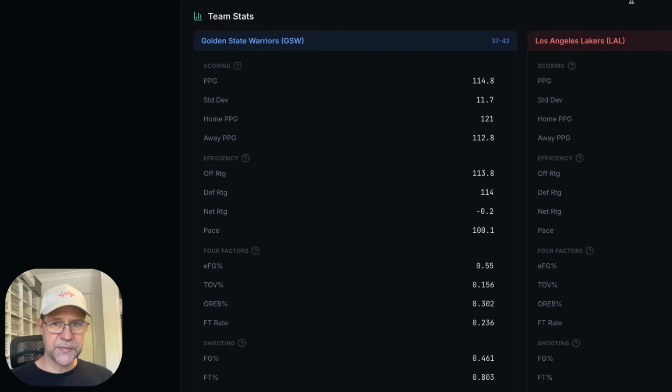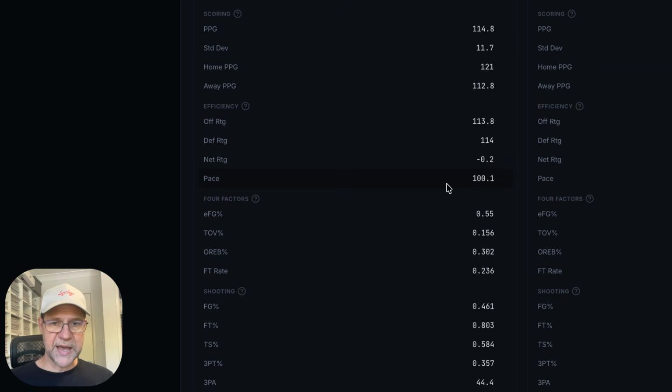Pace is an interesting one. If there's two fast teams playing one another, there'll be more possessions, which usually means more points. If a fast team plays a slow, grinding team, the total gets dragged down. You can adjust the mean based on the expected pace of the matchup. The numbers that have come in here have come from a statistical model, so 100 for the Warriors and 99 for the Lakers. So we'll see how that plays out.